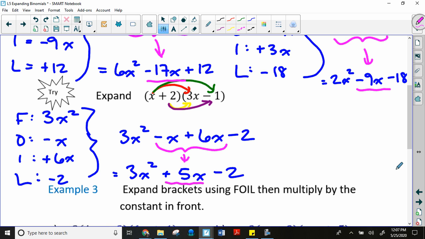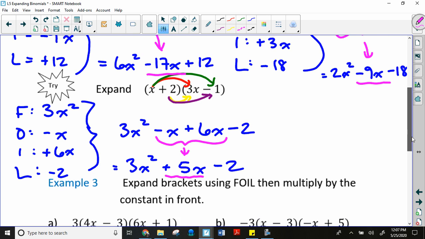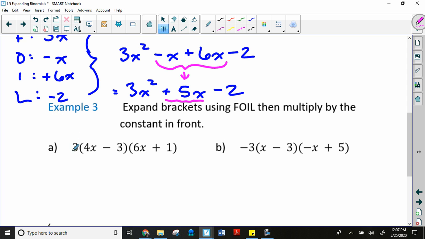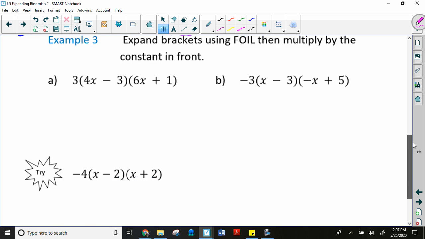Expand the brackets using FOIL, then multiply by the constant in front. Let's make it a little bit harder. There's another thing multiplying here. First, we're going to FOIL. That's the first thing you're going to worry about.